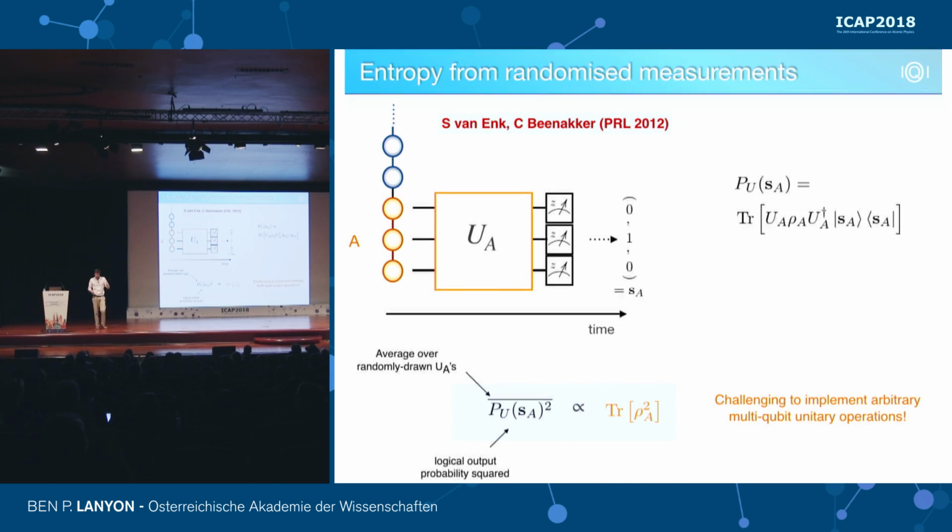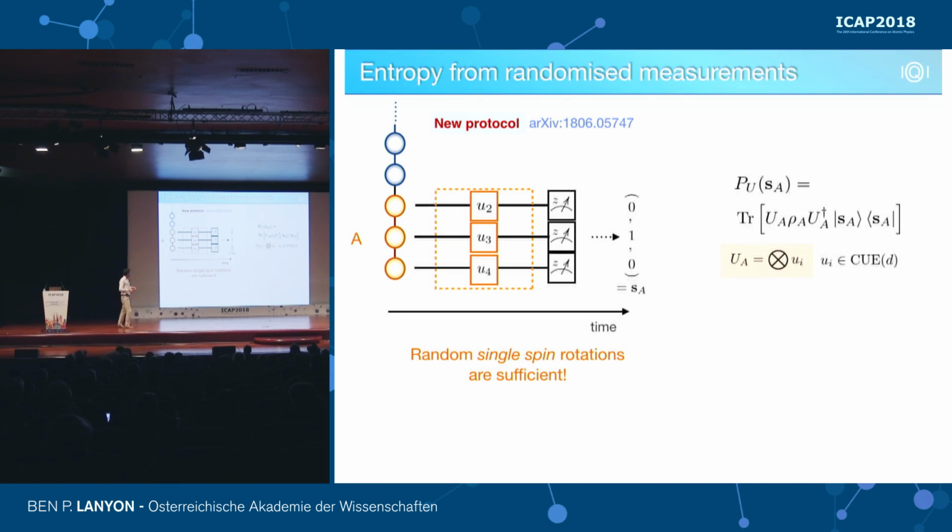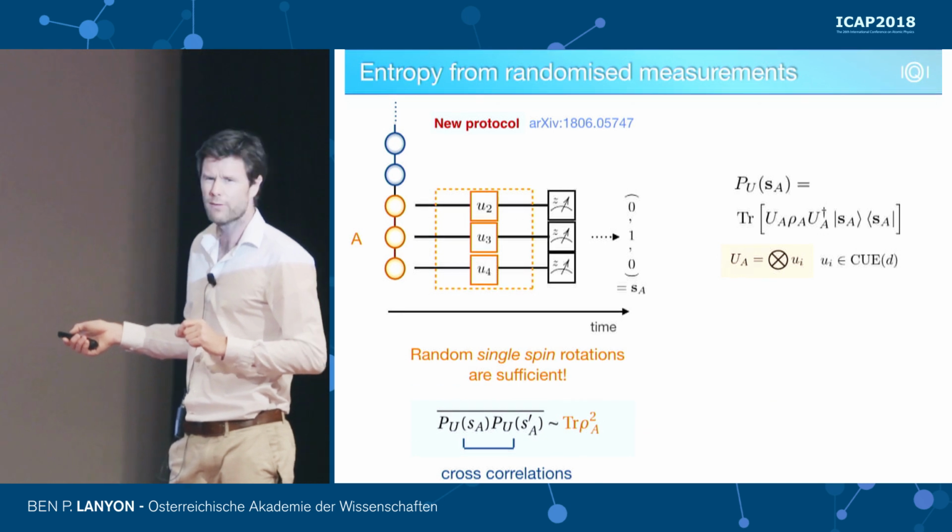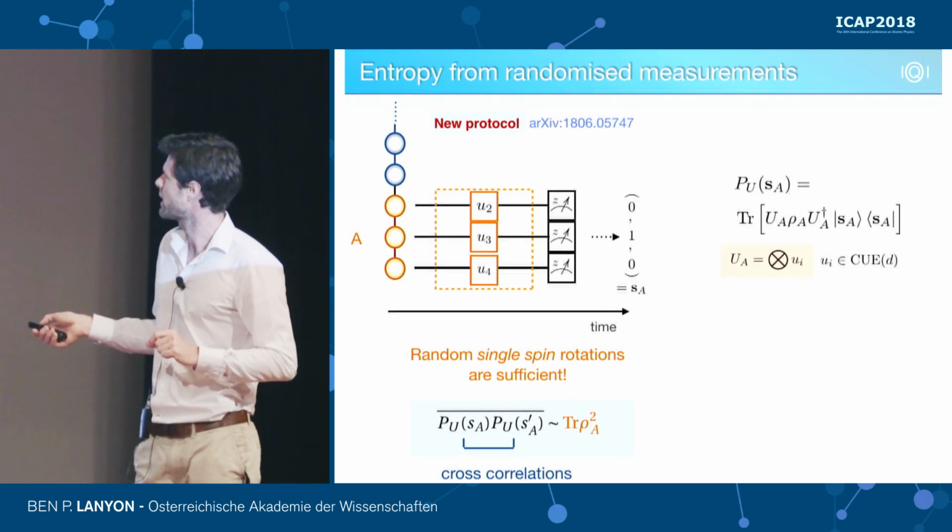In reality, at the moment, it's extremely challenging to implement multi-qubit unitary operations by decomposing them into complex logic gate sequences. The step that really made it work for us now is showing that it's possible to do this using only single spin rotations. So I hope this is clear, you don't have to do a multi-qubit unitary, you just do single spin rotations, which effectively just change the measurement basis that you make here.